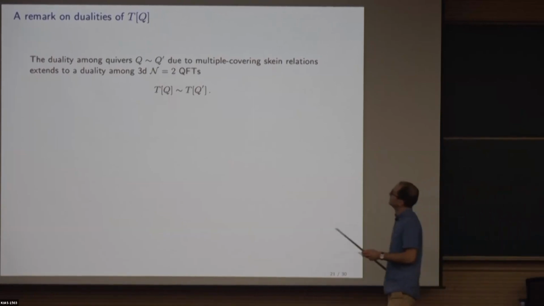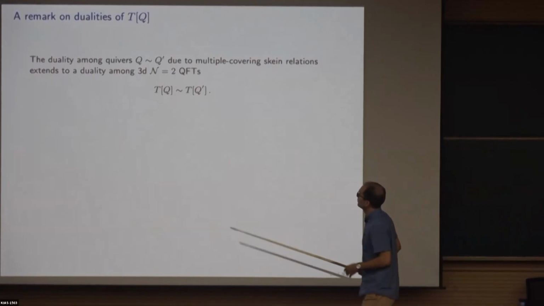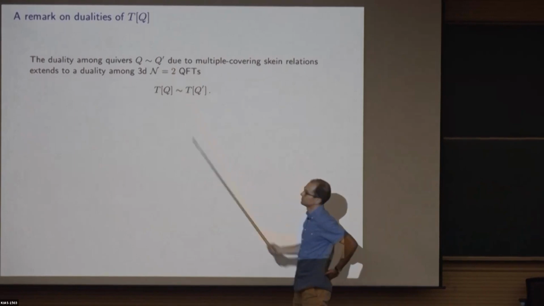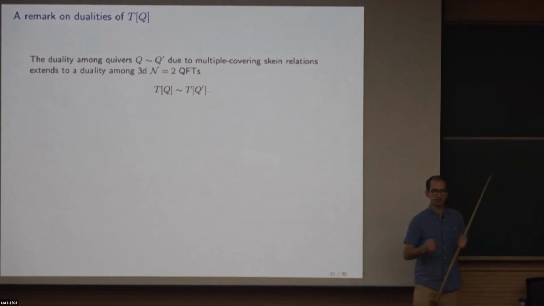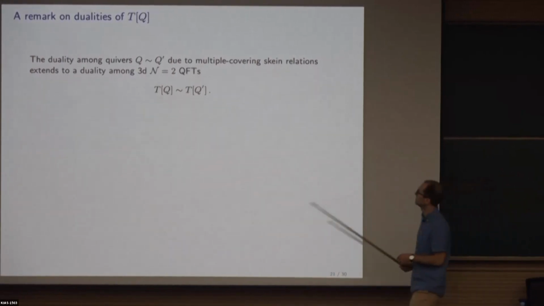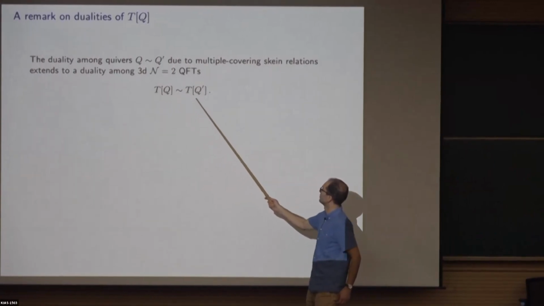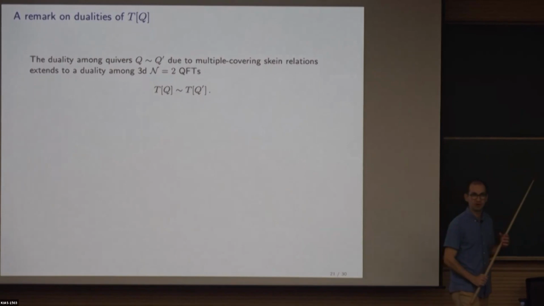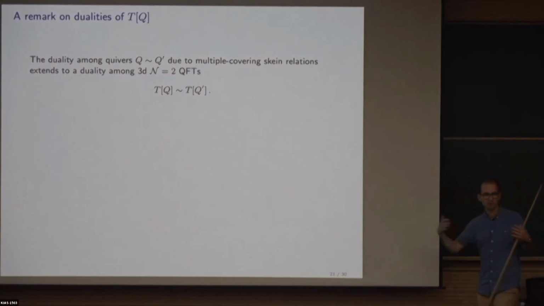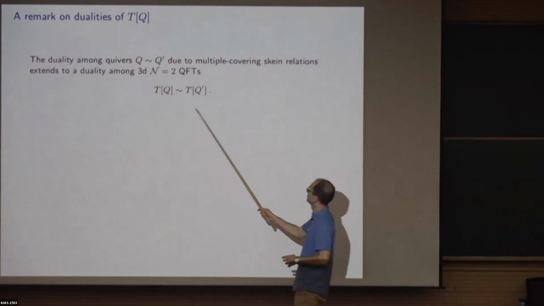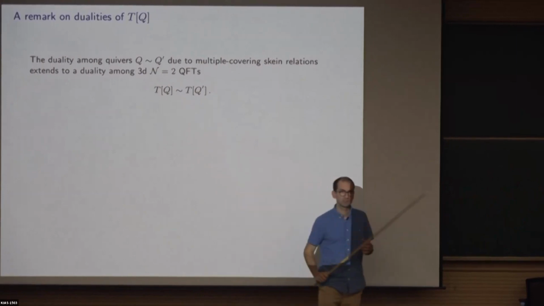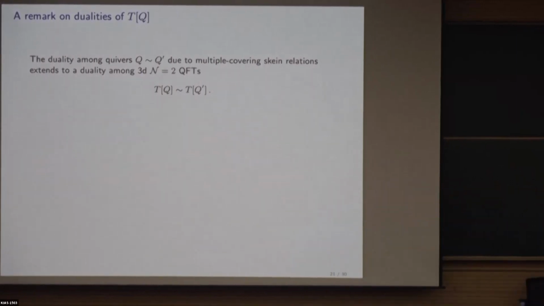Okay, so now we had a duality among quivers. I told you that we can do linking and unlinking. We get many different quivers with the same partition function. Of course, that must relate to dualities among 3D N=2 quantum field theories. Different quivers give you different QFTs, T of Q prime, and the partition function is guaranteed to be the same.